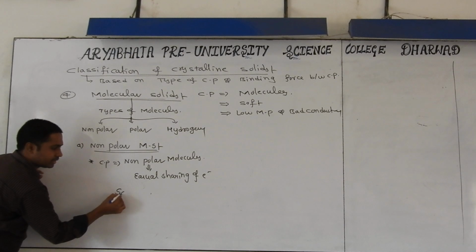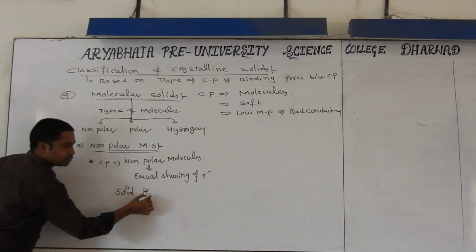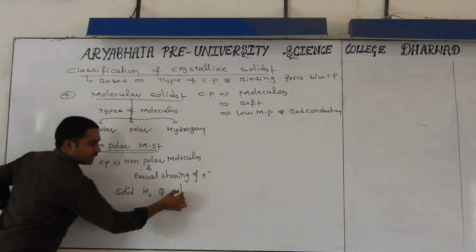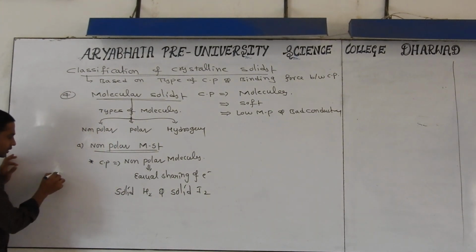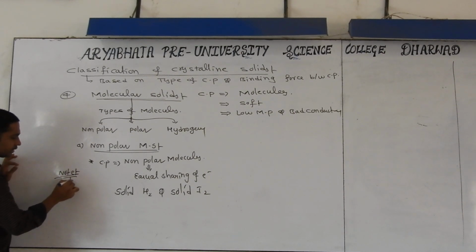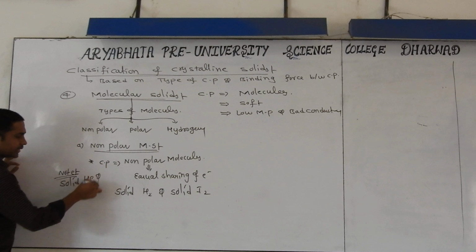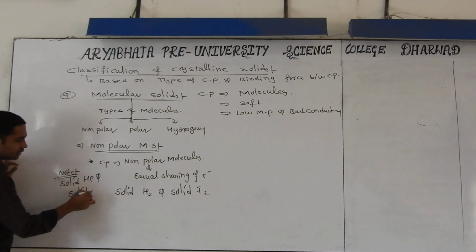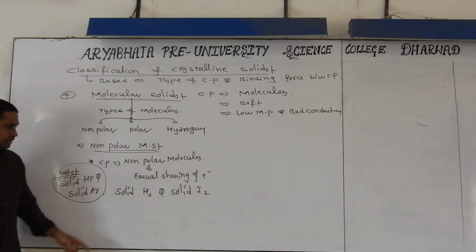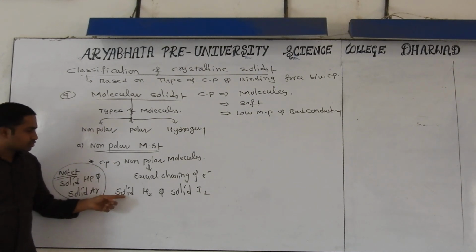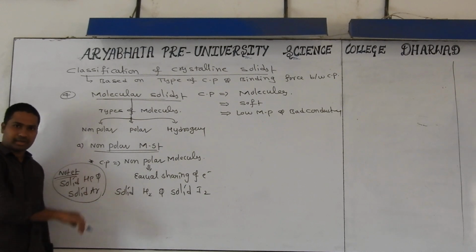Okay, can anybody give some examples of this? It is nothing but solid H2 and solid I2, which are important. And I will write one note point, one special category: solid helium and solid argon also come under this category. It is nothing but non-polar molecular solid. Okay, how can you tell, sir, that solid H2 and solid I2 come under non-polar?